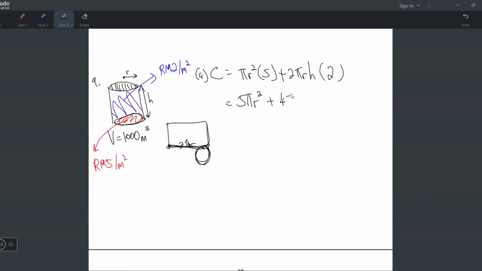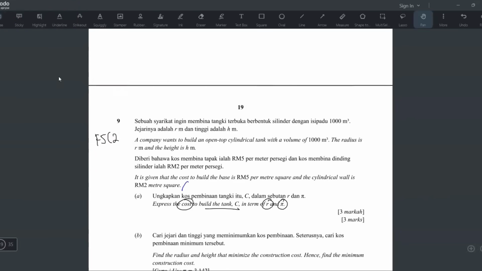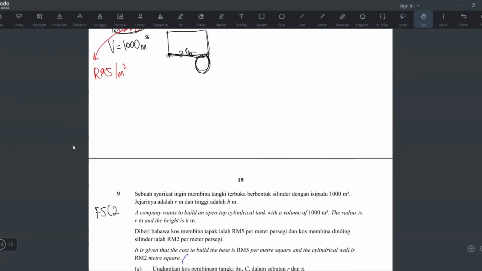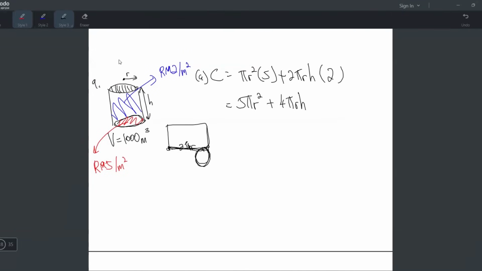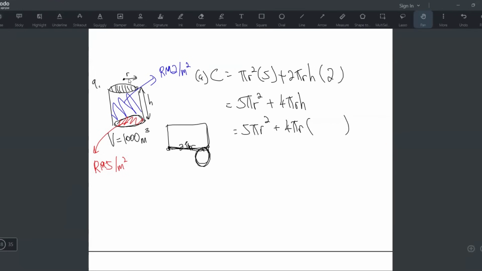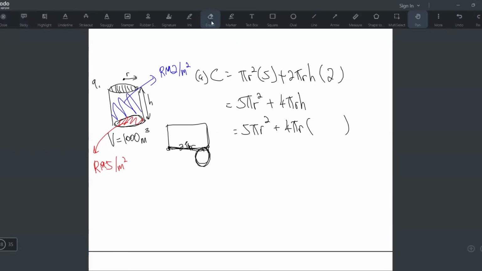Okay, so when you multiply, you get 4 pi r h. But do you remember they said in terms of r and pi? That means this is not the answer, because if you look at it, it's in terms of pi and r and h. So who is the problem now? h is the problem. This part is okay, but the h, the answer cannot have h. So I think I have to find another equation which is h in terms of r, so that I can substitute inside. Okay, let me repeat one more time. You have to find another equation which is h in terms of r, so you can substitute inside. But how to find it? You can use the volume.